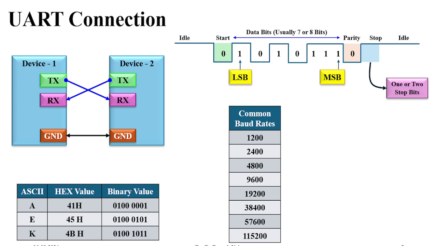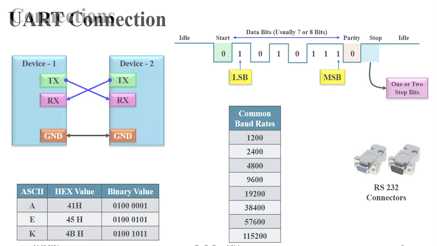Common baud rates which are prescribed for UART communication are 1200, 2400, 4800, 9600 and so on. So we have to configure the baud rate prior to the beginning of communication. And in the past we used to use these RS-232 cables to connect between two different devices, and these RS-232 connectors or cables generally used UART communication.